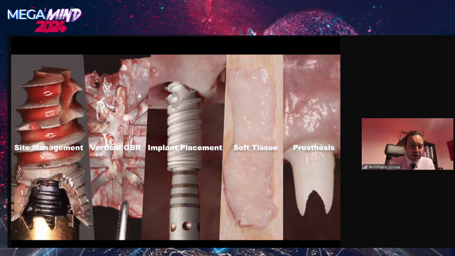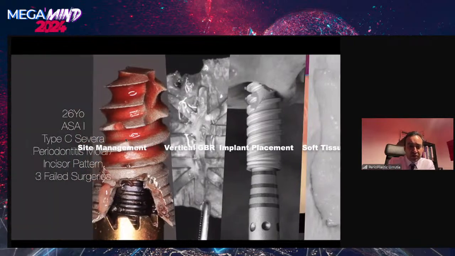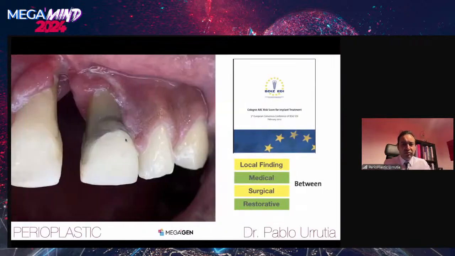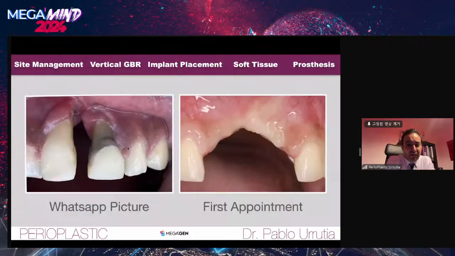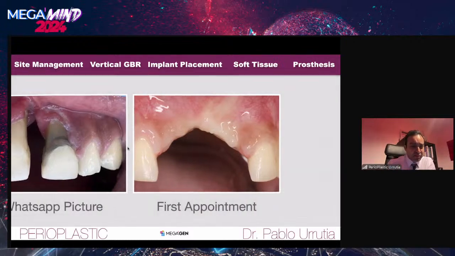Okay, so to begin with, site management for me is very important in the selection of the patient and the proper management of hard and soft tissue. This is the Cologne classification and the fourth dimension that we use to select our patient. And you can see the yellow flag in local findings, because of the 3 failed surgeries and the acute infection with the 3D vertical resorption, and the surgical flag because it's a very challenging situation. This is the WhatsApp image that a colleague referred to me. So the first appointment is that situation, okay?